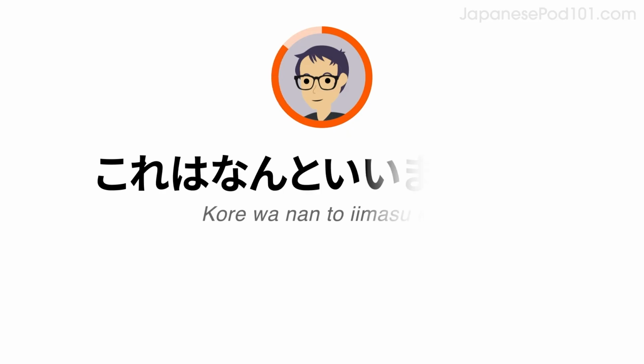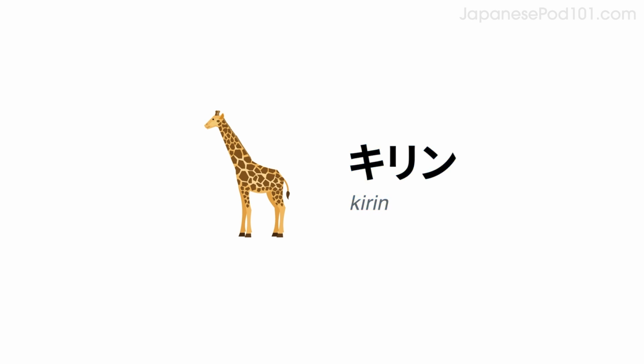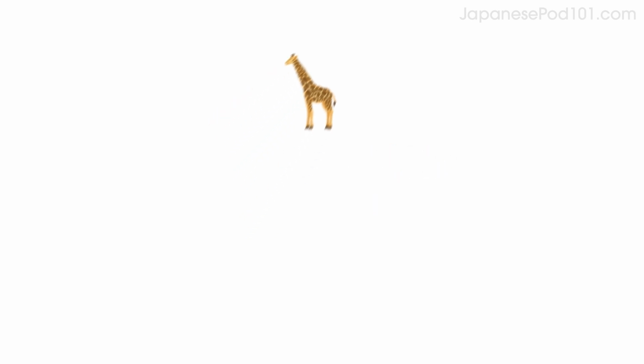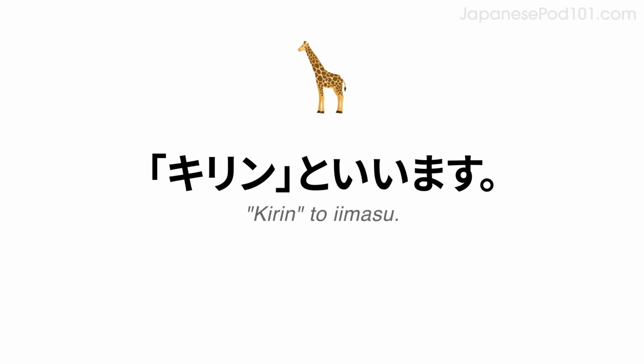Okay, now it's your turn. Do you remember how to say, "How do you say this?" これは何と言いますか？ Imagine it's the word giraffe. Do you remember how to say giraffe? キリン。 Say, "It's giraffe." キリンと言います。 Now answer the question saying, "It's giraffe."